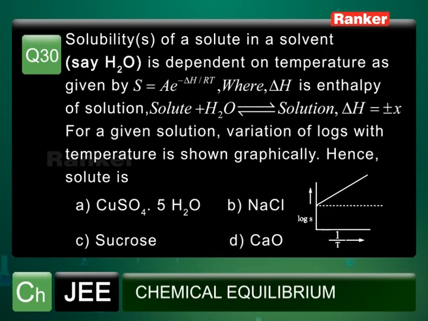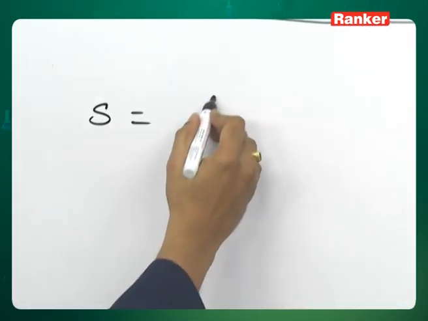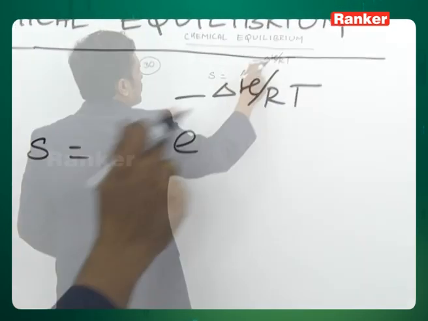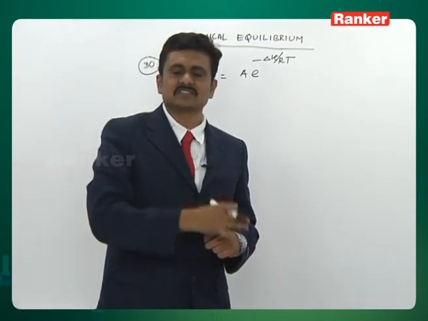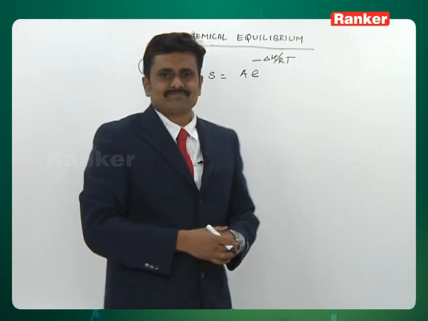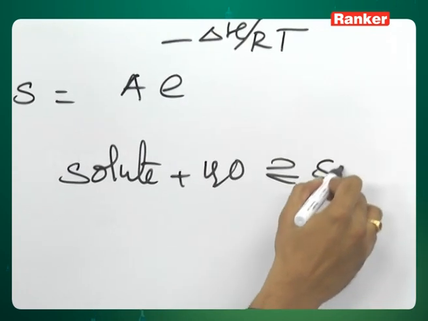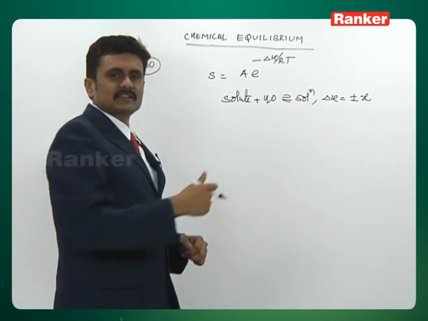The solubility of a salt in a given solvent, say H2O, is dependent on temperature as given by the expression S is equal to some constant A into e power minus delta H upon RT. It is something like the equilibrium constant depending upon the sign of delta H, where delta H is the enthalpy of solution. That means the heat released or gained when a particular solute is dissolved in a given amount of solvent. Then this solute, when dissolved in water, as we all know, could be exothermic as well as endothermic. That means heat may be released or gained.